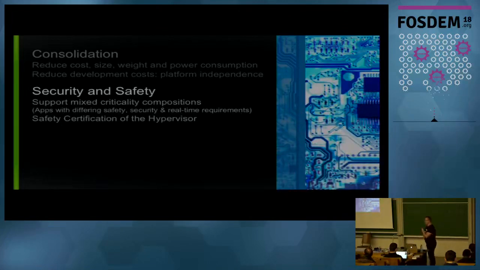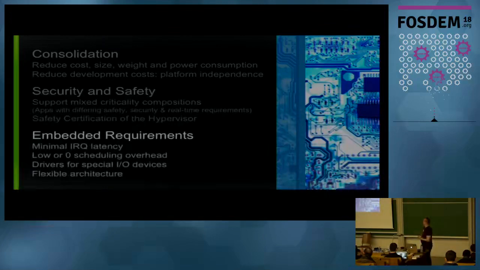One of the key things in some markets is that you have to have a safety-certified hypervisor if you use hypervisor technology for isolation. Then you have a whole set of additional embedded requirements, such as low interrupt latency and low to zero scheduling overhead, particularly if you do something with rich I/O, which is quite often the case for, say, automotive applications. You need a lot of drivers for specialized I/O, touch screens, all these things which you normally have on a phone. And to support all this, you need a fairly flexible architecture to build widely varying systems.